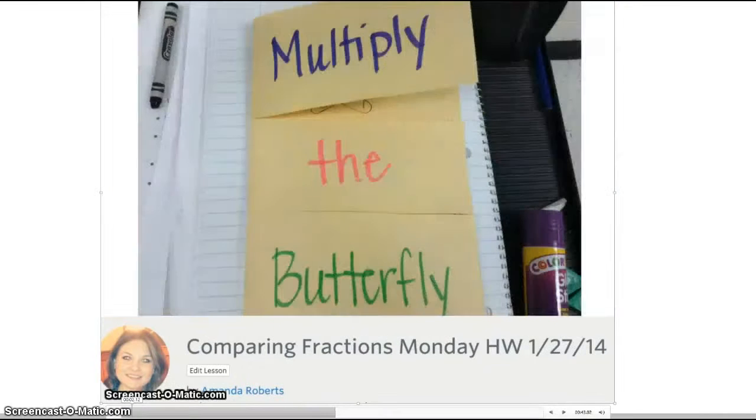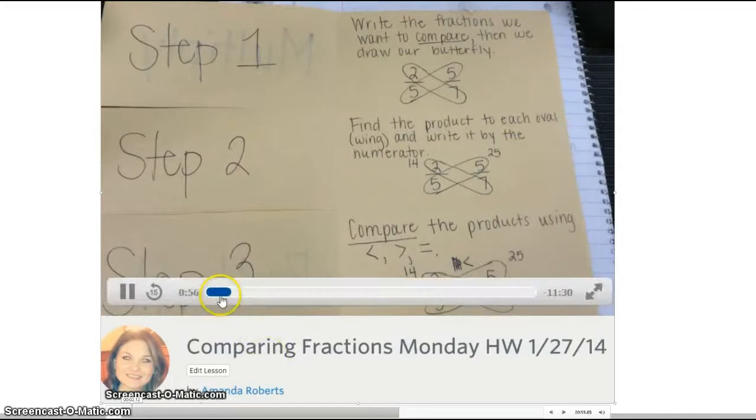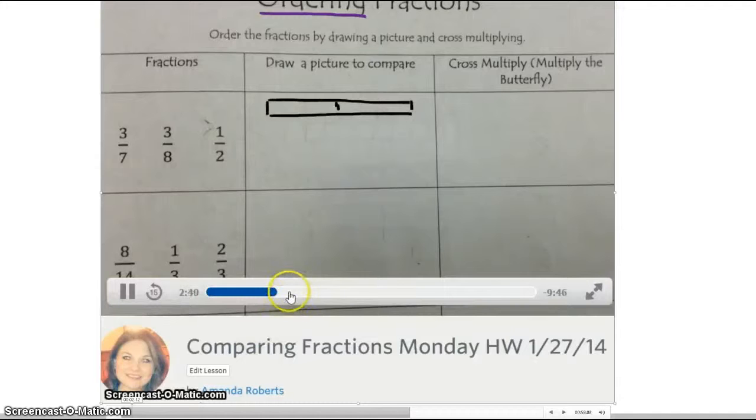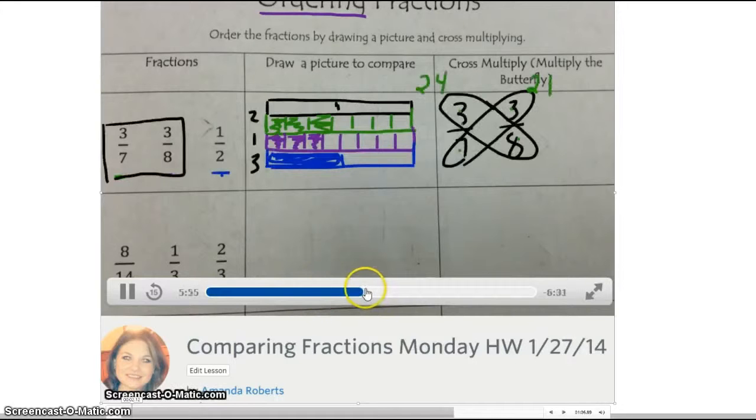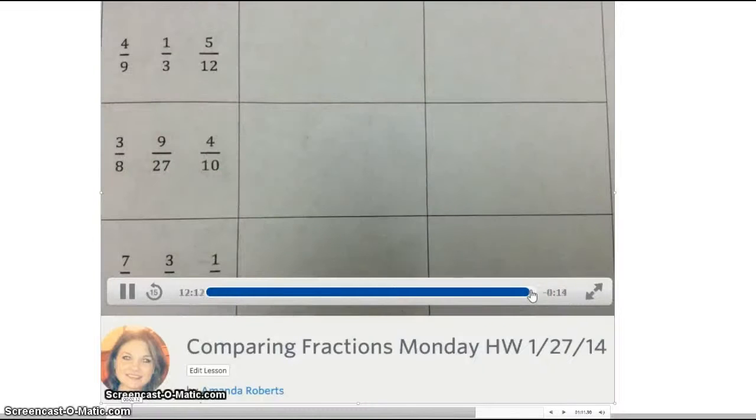So if you remember, in class, we made our foldable multiply the butterfly, or cross multiplication to compare fractions. Step one is we just wrote down the fractions, and then we drew our butterfly. So my pictures really won't be as neat as they were when I was trying to draw them with my pen. 24 is, remember, we relate everything to one whole, so drawing your picture.